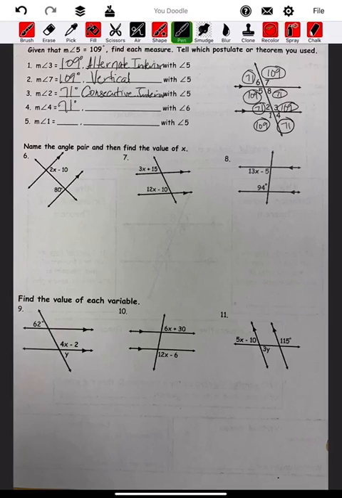Angle 4 is 71 degrees because we already wrote that. When we compare it to angle 6, now we're not comparing to angle 5, we're comparing to angle 6. Angle 4 and angle 6 are alternate exterior.